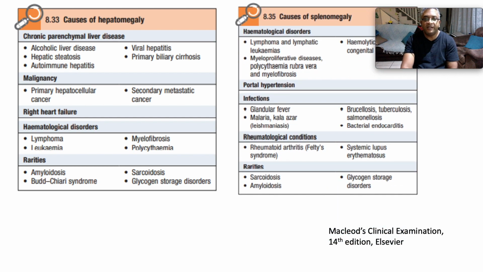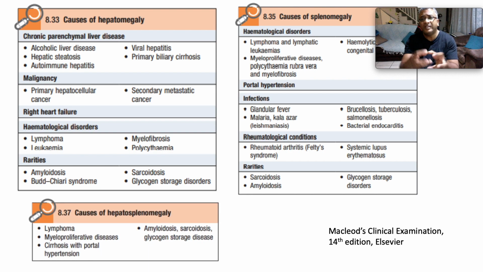Causes of splenomegaly are split into these big five headings. Note hematological disorders: lymphoma and lymphatic leukemias, myeloproliferative diseases like polycythemia rubra vera and myelofibrosis. Portal hypertension as well, but it often keeps company with ascites and caput medusae. Infections can cause splenomegaly, the likes of malaria and kala-azar, which would cause massive splenomegaly, bacterial endocarditis, brucellosis, TB, salmonellosis, and glandular fever. Rheumatological conditions like Felty's syndrome, which happens in the setting of rheumatoid arthritis, and systemic lupus erythematosus, the wolf. And rarities like sarcoidosis, amyloidosis, and glycogen storage diseases.